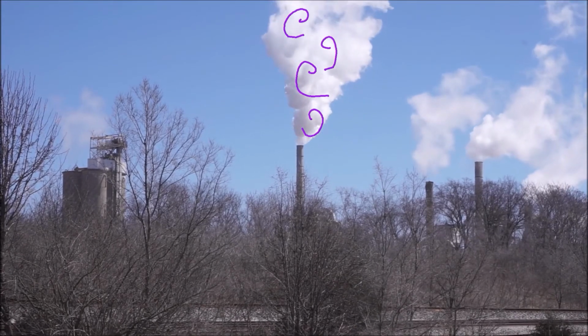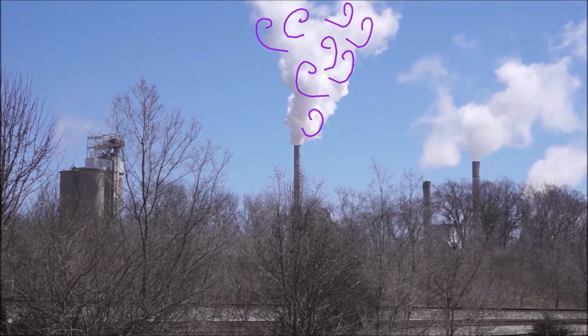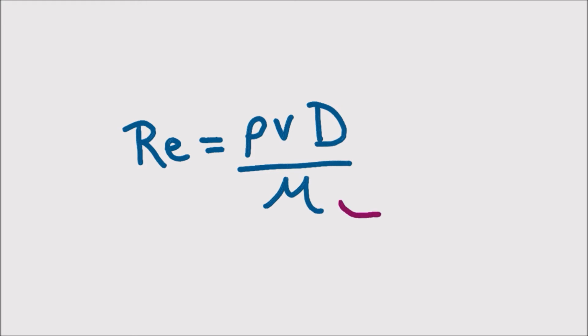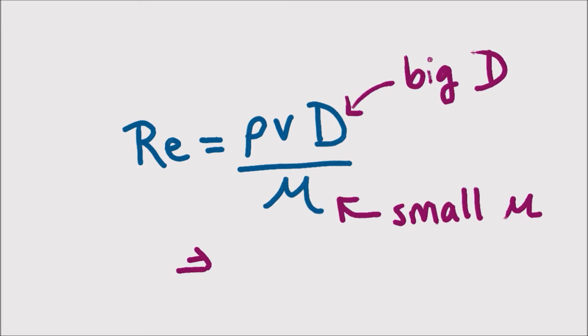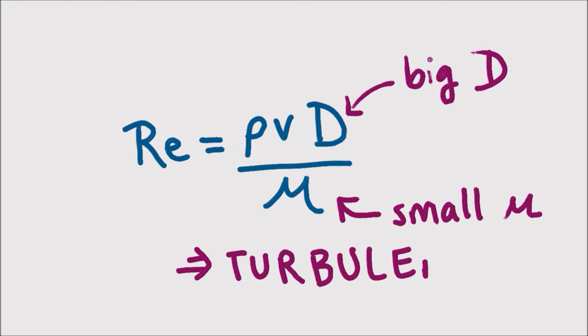Turbulent flow is chaotic and has lots of mixing, like in a smokestack. If we look at the Reynolds number for a smokestack, we can see that the viscosity is really small and the diameter, d, is really large, which is why we have turbulent flow.